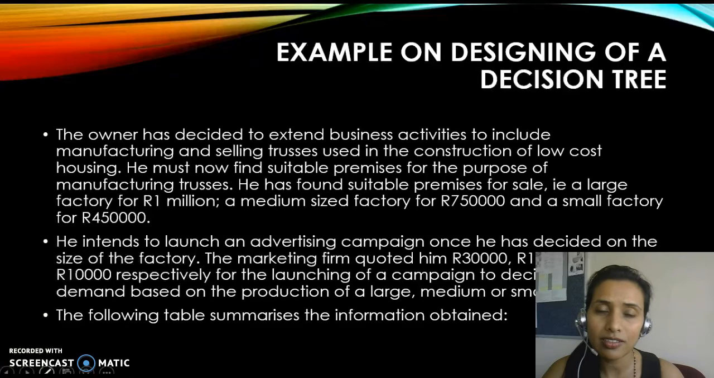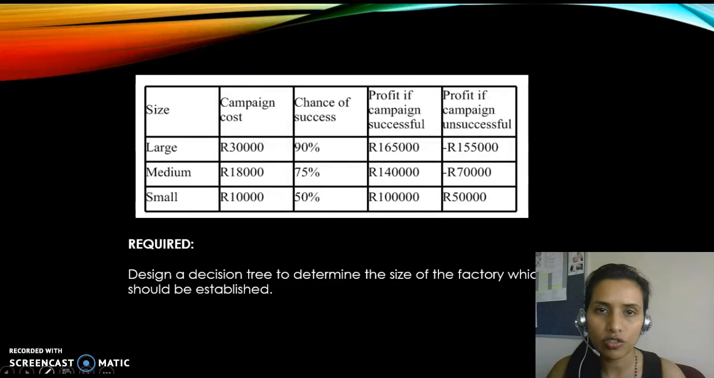So that is the decision that we've got to make, the choice between the size of the factory. He intends to launch an advertising campaign. Once he's decided on the size of the factory, the marketing firm quoted him 30,000, 18,000 and 10,000 respectively for the launching of a campaign, in order to decide on the demand based on the production of a large, medium or small factory. The following table summarizes the information.